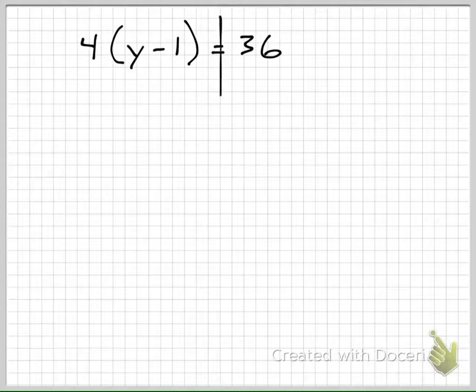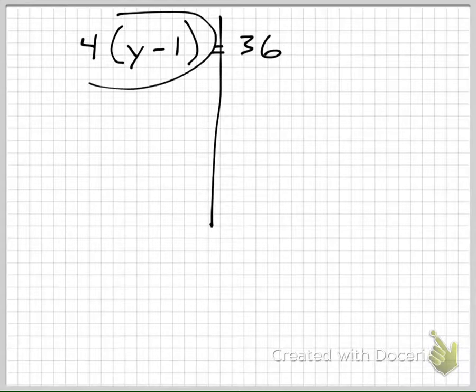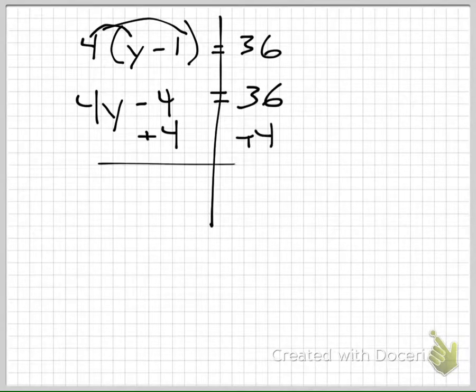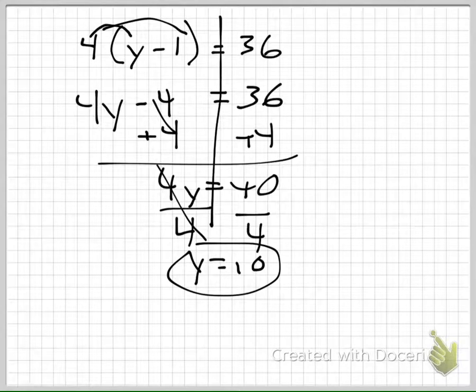You're watching. Line on the equal sign. Cleaned up? No? Is this cleaned up? No. 4y minus 4 equals 36. Plus 4 plus 4. 4y equals 40. Divide by 4. Divide by 4. Y equals 10. Easy. How many of you got that?